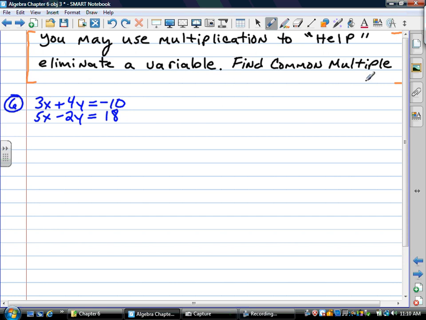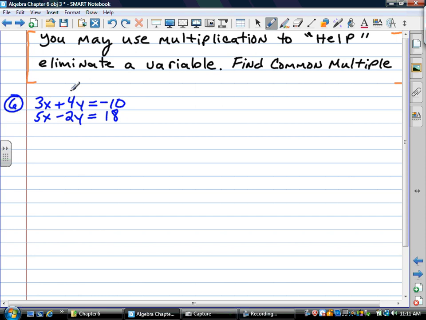Find a common multiple. When I look at this system here, I don't see coefficients that are opposites, and I don't see coefficients that are the same. So I wonder, well, what can I do? Well, I can use my properties of mathematics. I have my multiplication property of equality, which says we can multiply both sides of an equation, and the equation still remains true. I notice that I have opposite signs here, and I always like to eliminate with addition.